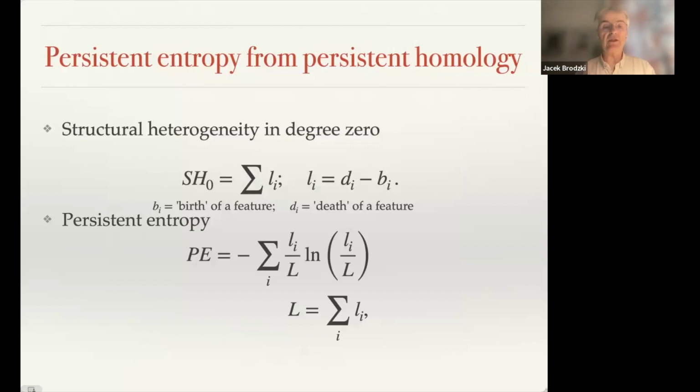In my previous example, you've seen that we had some success with structural heterogeneity, so we will remember that we should use that. But there is also persistent entropy, which takes the length of each interval in the persistence diagram and uses that as a kind of information theoretic parameter. So we assemble that in a formula which resembles any number of formulae for entropy. And yes, L again is the total length of all the segments in the persistence diagram, and persistence entropy is given by this logarithmic expression.